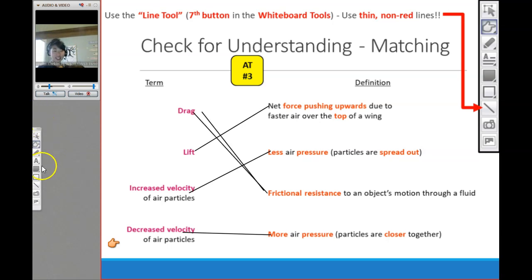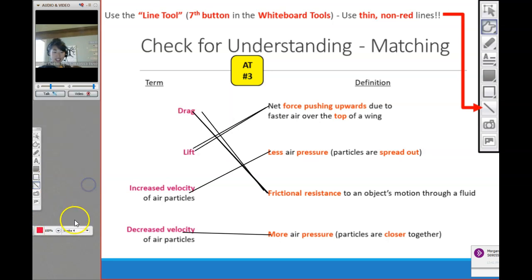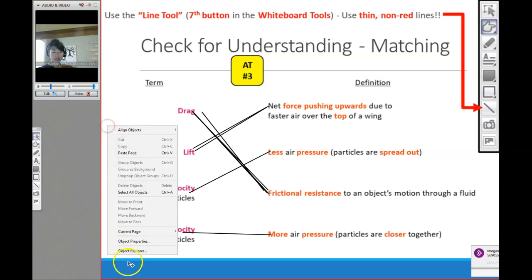Looking good. Go ahead, get your answers up there. Use any color but red. Please use thin lines to keep it neat. Go ahead, everyone. Go, go, go. Get your answers up there.